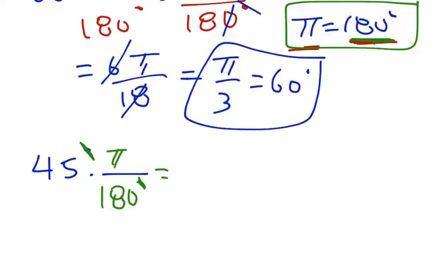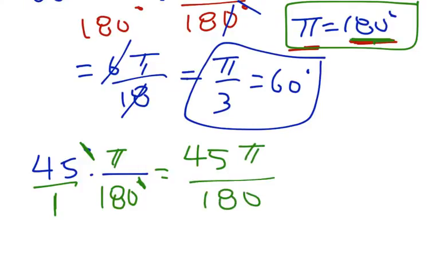So again, if by any chance you didn't understand how to multiply those fractions, I'll put 45 over 1, and then top with top will give me 45 pi, and on the bottom it will give me 180. In this case I need to reduce that 45 over 180. An easy way to find out how many times 45 goes into 180 is to do the opposite: I divide 180 by 45, and that'll give me 4.